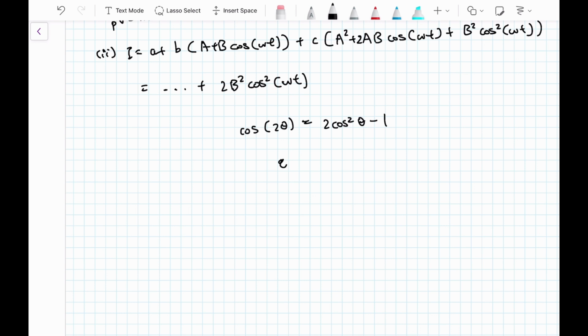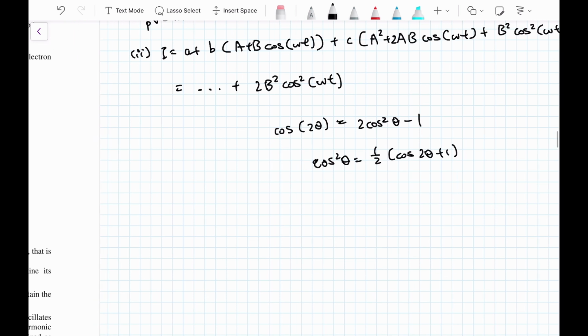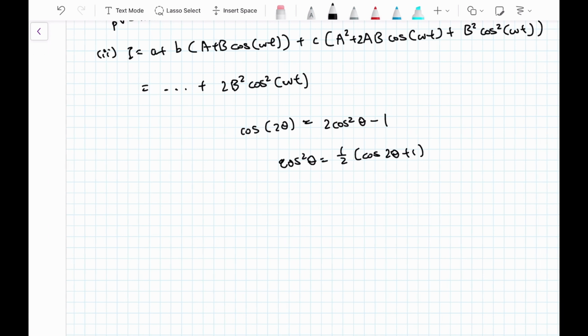So therefore cosine squared theta is simply equal to a half, and then cosine 2 theta plus 1. So in this case, that will be b squared. Oh wait, I got one of the coefficients wrong. This is not 2, this is c. This is c. So then what we can do is substitute this into the equation.